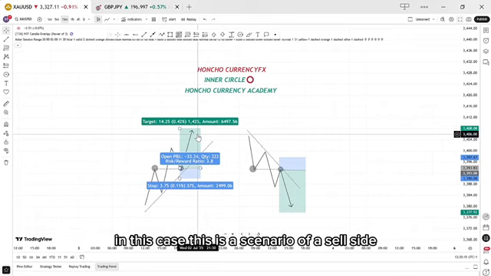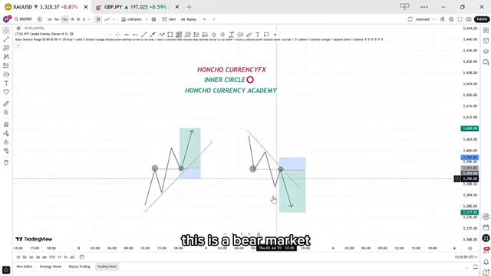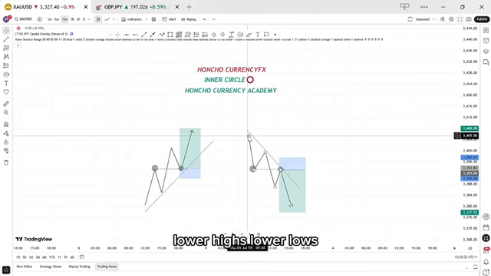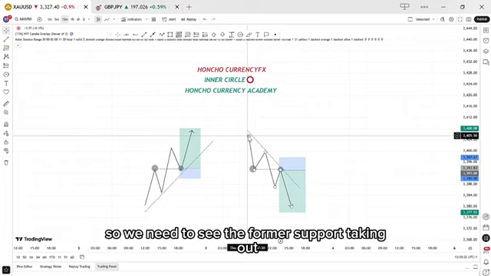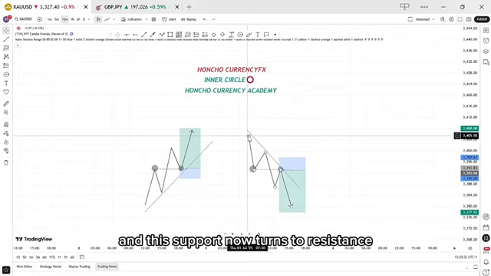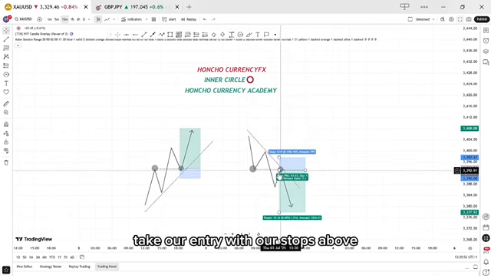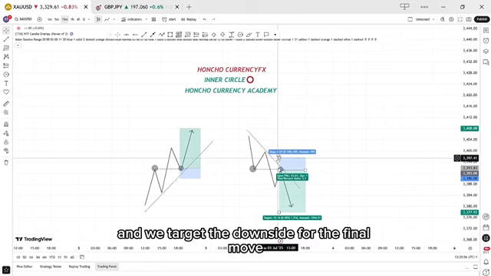In this case, this is a scenario of a sell side. This is a bear market, when price is making a series of lower lows, lower highs, lower lows, lower highs, lower lows. So we need to see the former support taken out, and this support now turns to resistance. Price pulls back to that resistance, and this is where we take our entry with our stops above, and we target the downside for the final move.